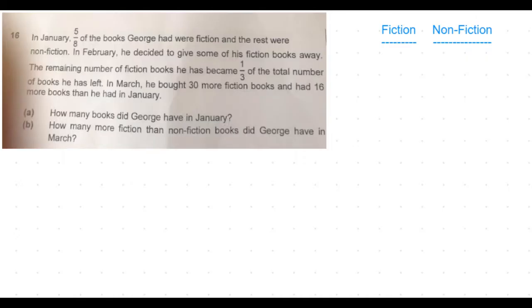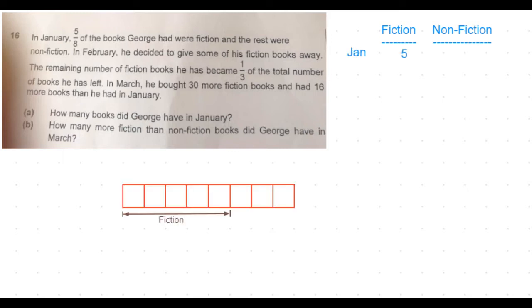So let's jot down fiction and non-fiction. In January, 5/8 of the books George had were fiction. That means out of a total of 8 boxes, 5 were fiction. That means the remaining 3 were non-fiction books.